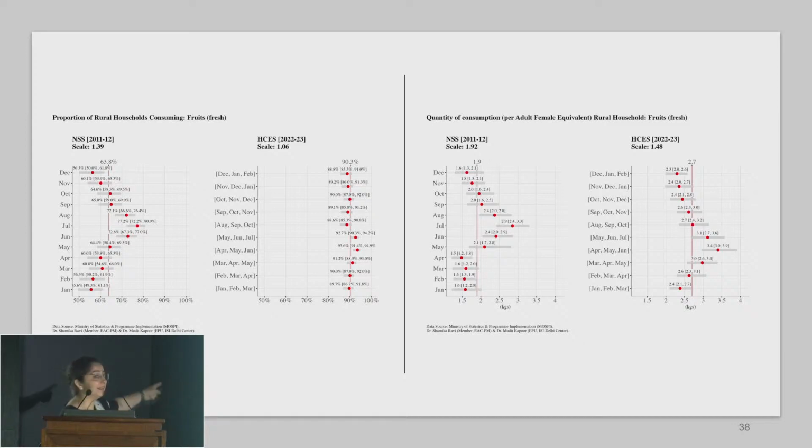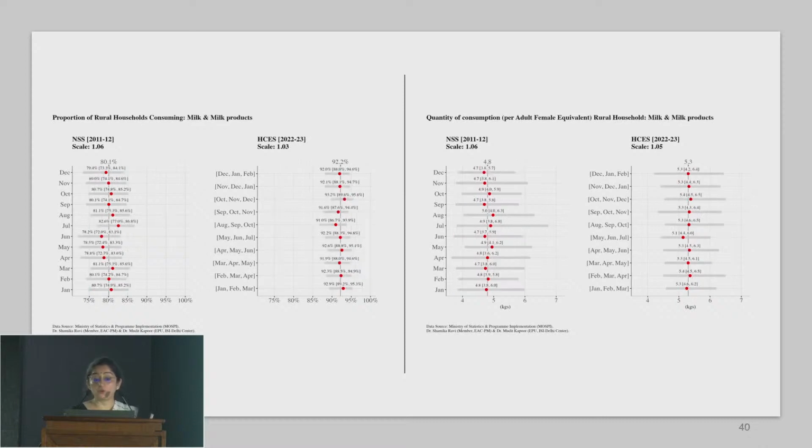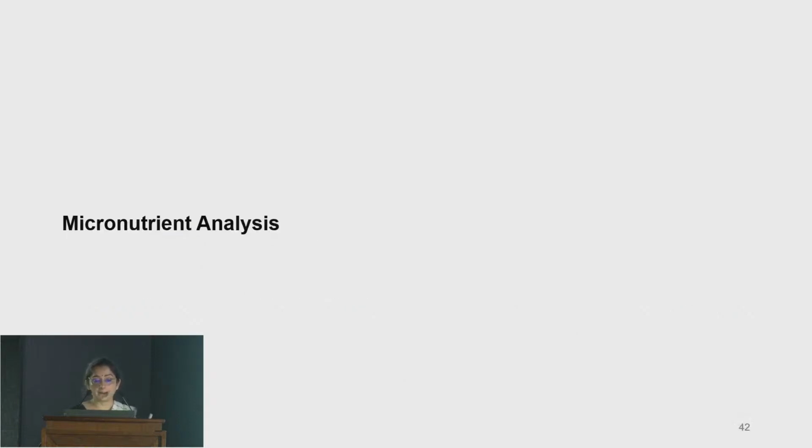So the seasonal variation in consumption is coming down largely on account of what is happening to the supply chain. In fact, the latest agriculture report tells us that the gross value added for fruits and vegetables is much higher than for cereals in India. The right side panel tells us the quantity of consumption. Again, if you look at the variation, it has declined significantly from 1.92 to 1.48, from the highest to the lowest. Same story for urban, same story for milk and milk products, urban and rural.